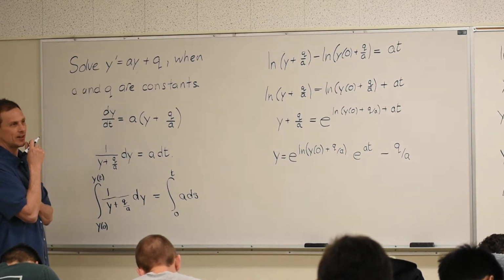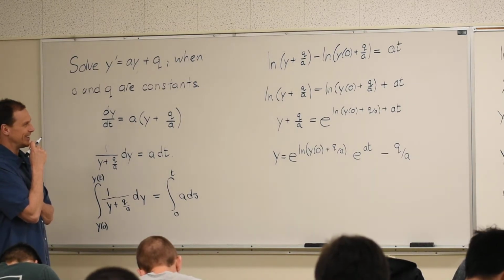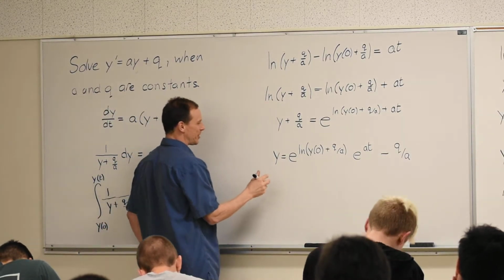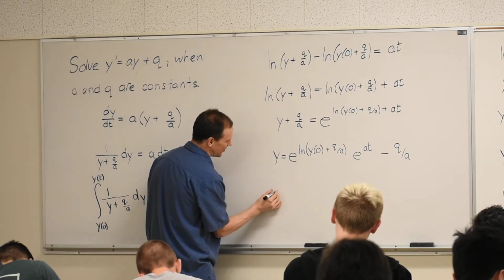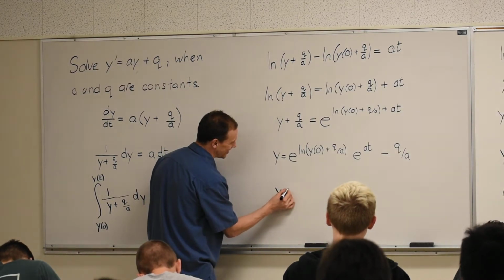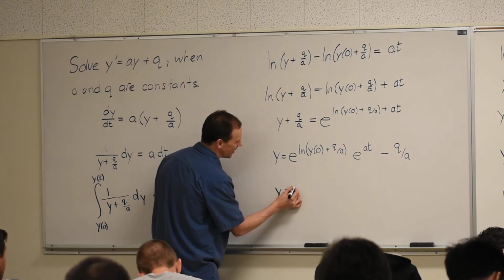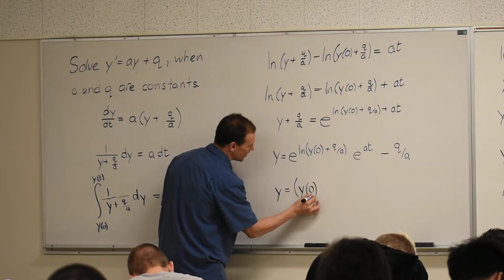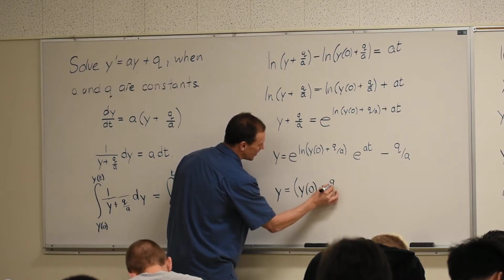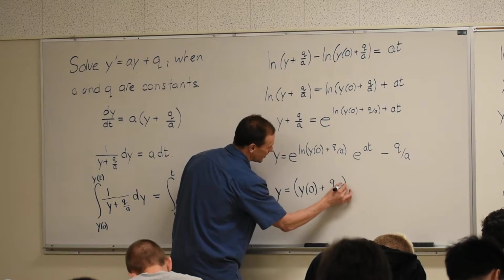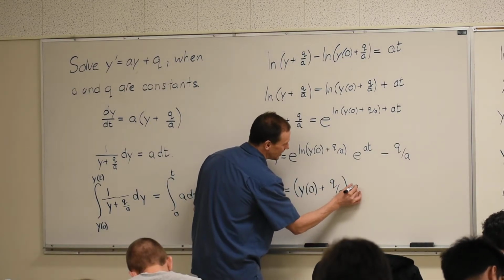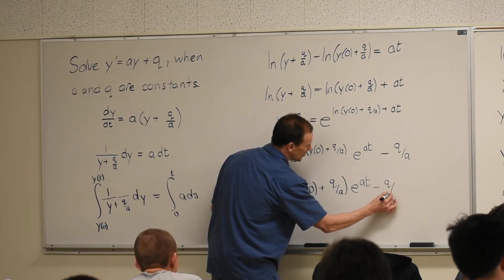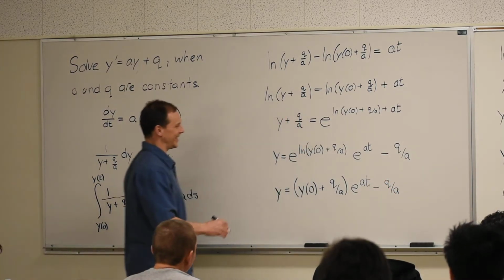Oh, do you see it? It's there right in front of us. Look at this. If we apply our properties of e, so we have y equals, oh, I like this. y of 0, I'll put this in parentheses, y of 0 plus q over a times e to the at minus q over a. Oh, this is great.